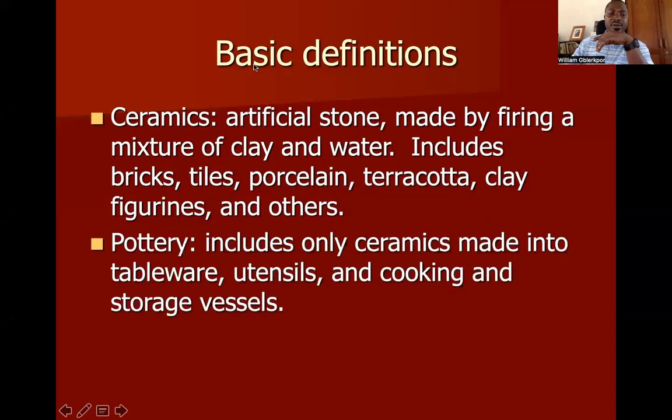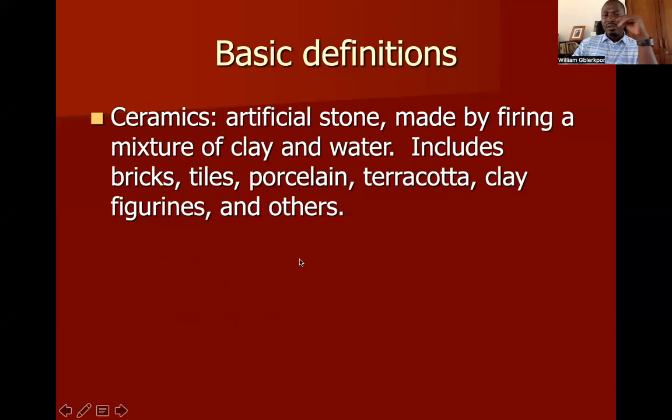So let's look at what we talk about when we make reference to what ceramics are. Ceramics are artificial stone. We say artificial because they are hard as stone, but they are not natural. Made by firing a mixture of clay and water. Includes bricks, tiles, porcelains, terracotta, clay figurines, and others. So you can see that when we talk of ceramics, it is broader. It includes bricks, tiles, porcelains, terracotta, clay figurines, and so on and so forth.